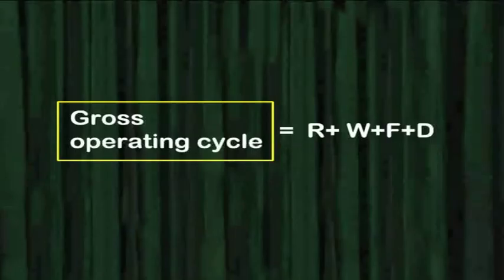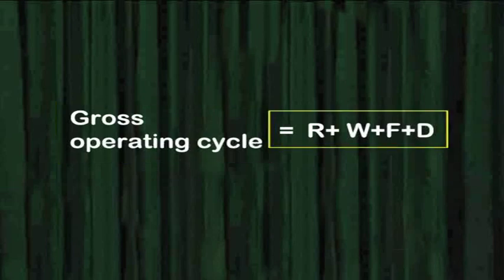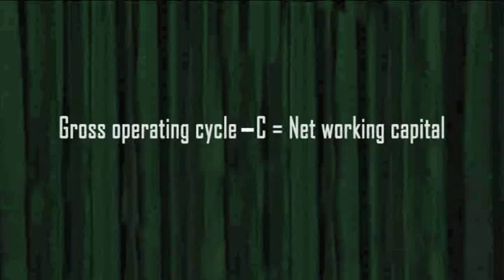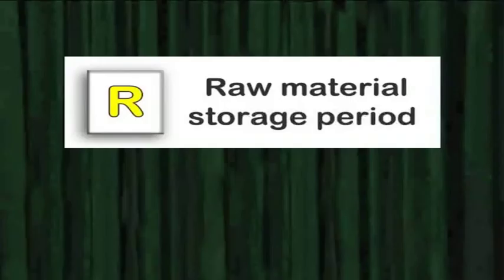So first of all, we know that gross operating cycle is equal to R plus W plus F plus D. Then we have to subtract C from it, so we get the net working capital. So first of all, we will compute R. R means raw material storage period.